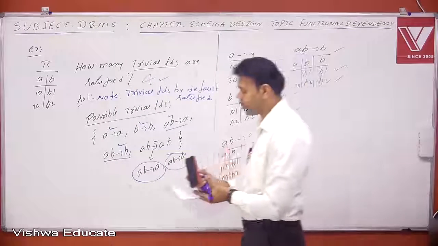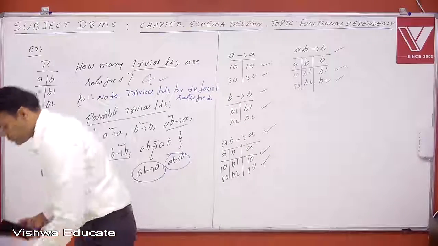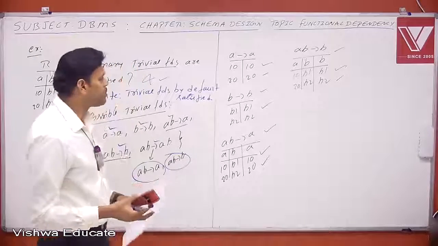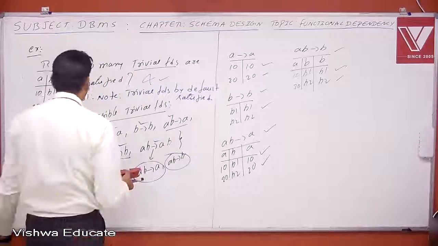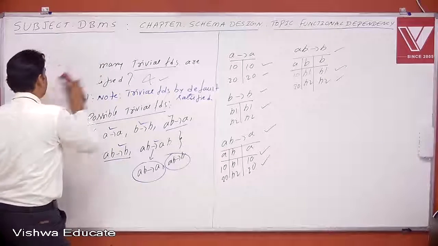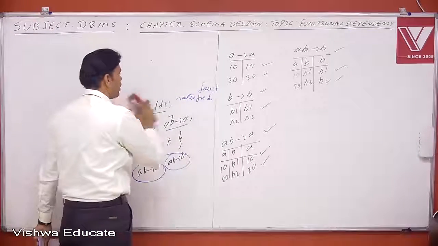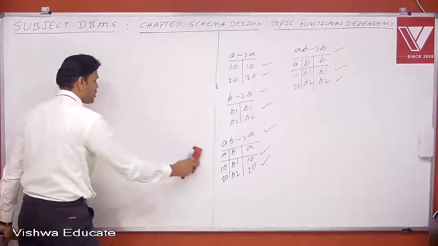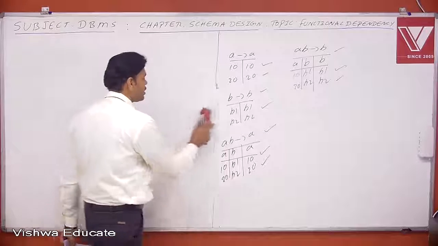Okay guys, now we do classwork problems. Whatever we learned so far regarding functional dependencies, trivial or non-trivial, or how to prove functional dependency when the data is available.